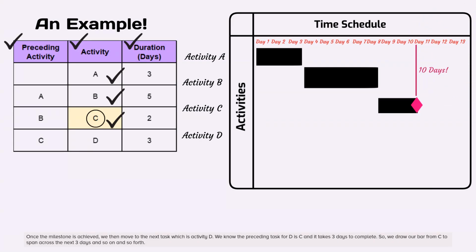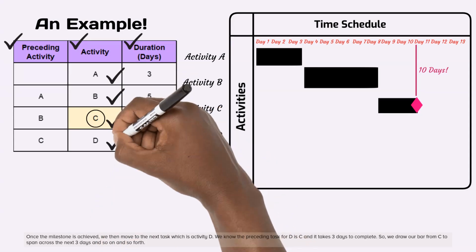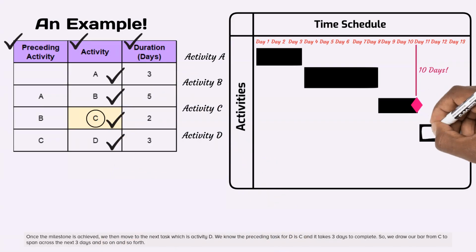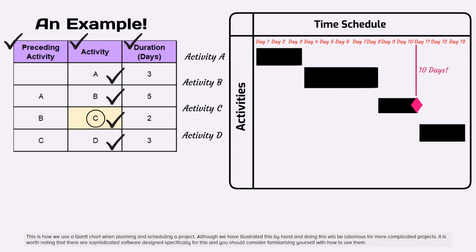Once the milestone is achieved, we then move to the next task, which is activity D. We know the preceding task for D is C, and it takes 3 days to complete. So, we draw our bar from C to span across the next 3 days, and so on and so forth. This is how we use a Gantt chart when planning and scheduling a project.